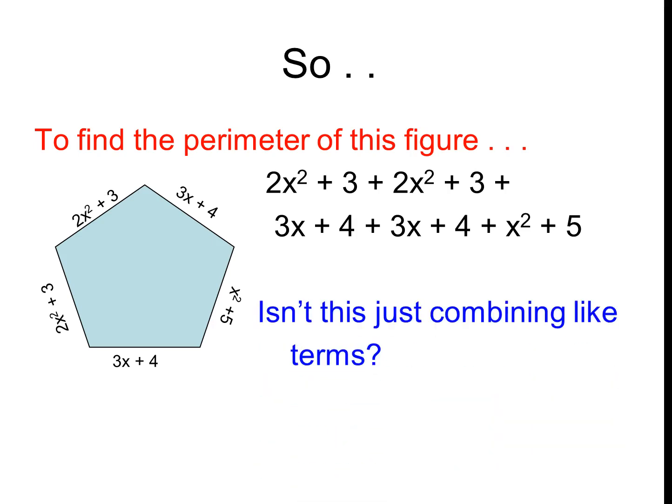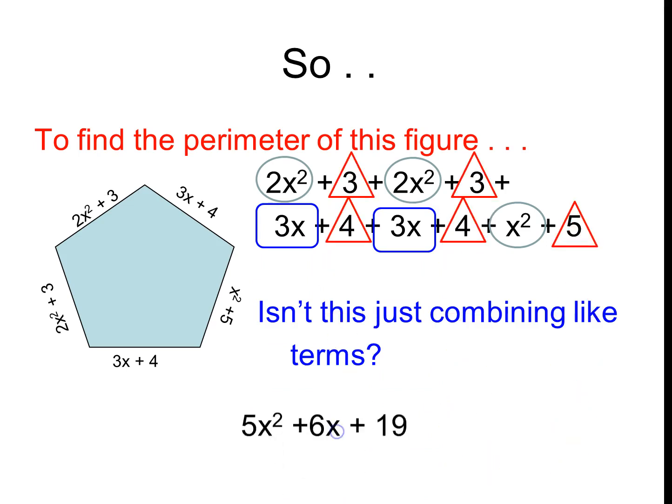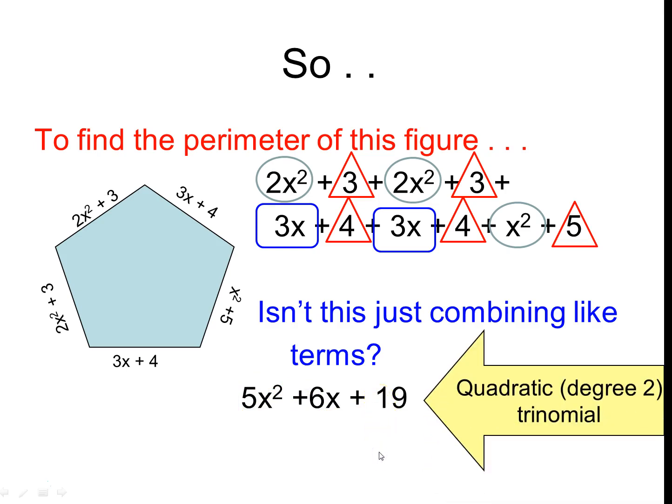Isn't this just combining like terms? It's just what it is. Well, I have some x squareds. I have some x's. And I have some numbers. And I add them all up. And this is the perimeter of my figure. What is its name? Well, I see a degree of 2. That makes it a quadratic. I have 3 terms, and that makes it a trinomial. There we go.